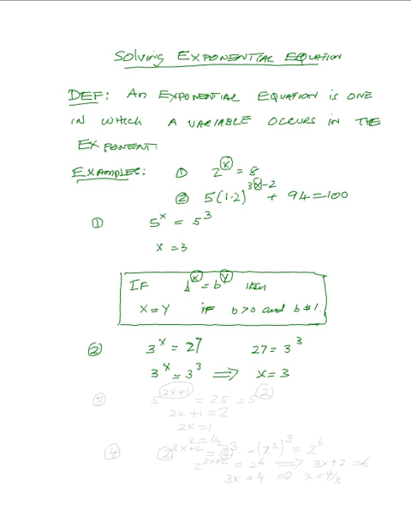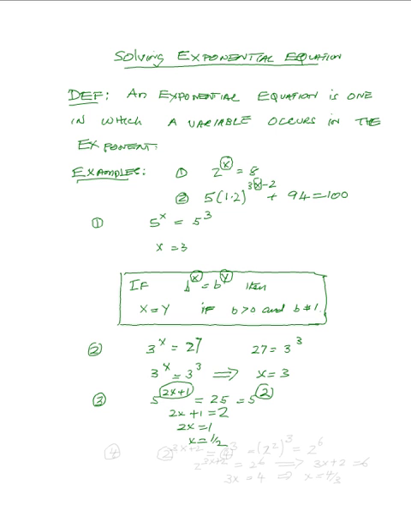Now let's introduce another example with the exponent being an expression. Let's say we have 5 to the power 2x plus 1 equals 25, which could be written as 5 to the second power. If we make those two exponents equal to each other, we have 2x plus 1 equals 2. Therefore 2x equals 1, so x becomes 1/2.